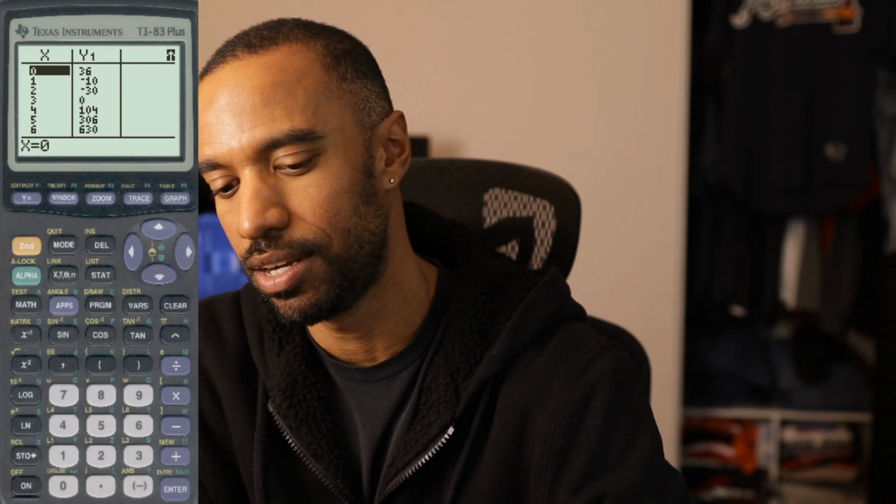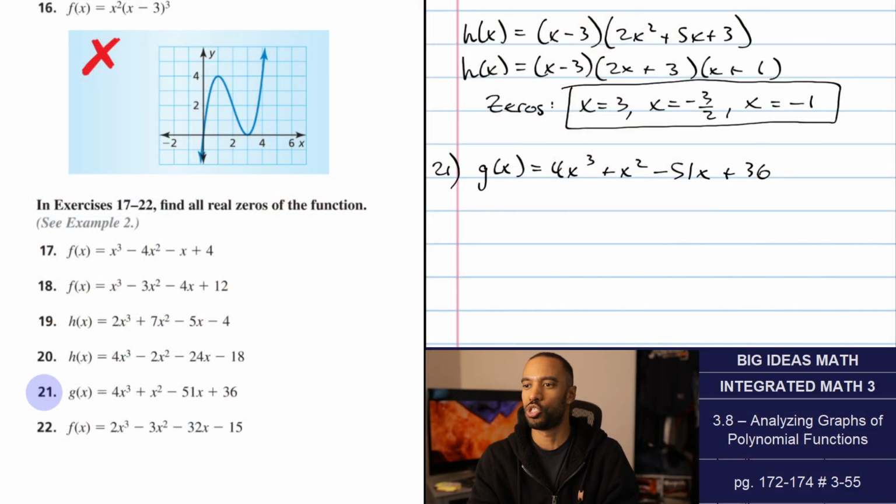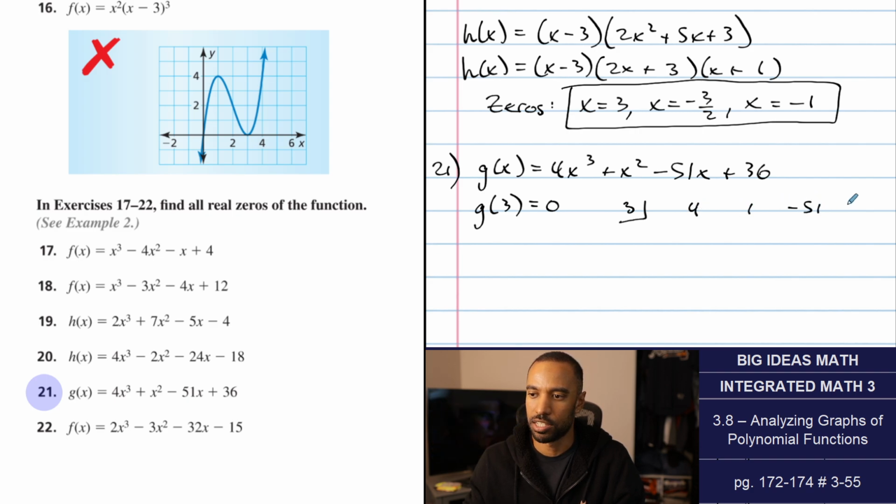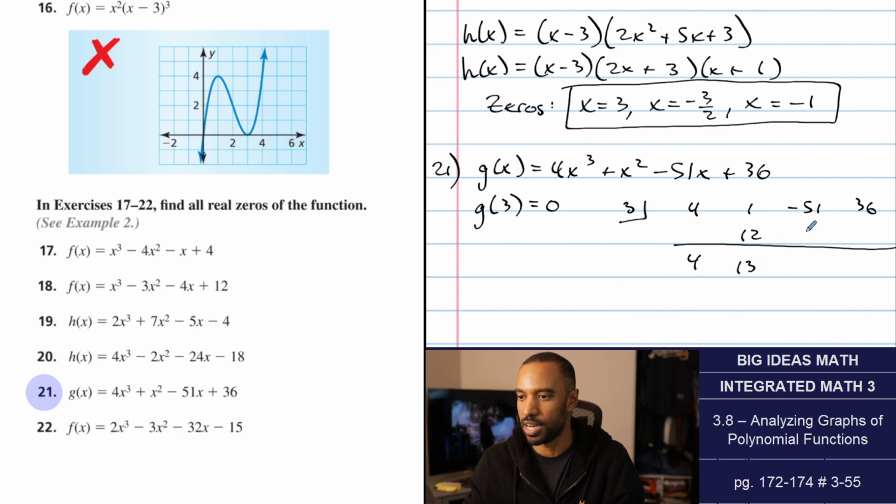Anyway, what was my 0 for this thing? 3. So once again, 3 is my 0. I changed my equation, right? All right, this is the new equation. Okay. So g of 3 equals 0. That's among my rational values. So using synthetic division, we'll get another polynomial alongside x minus 3 to be 4x squared plus 13x minus 12.